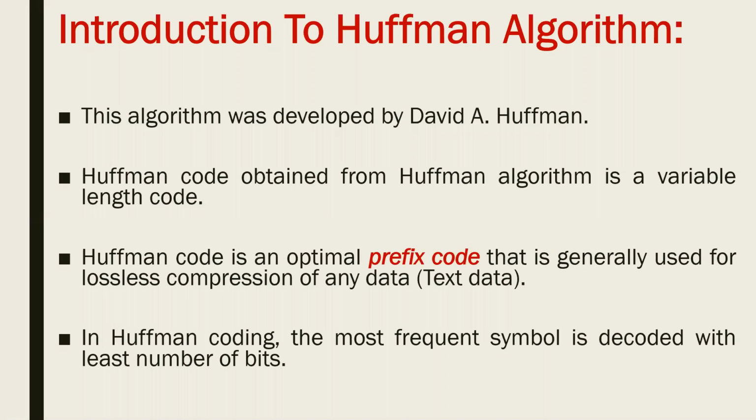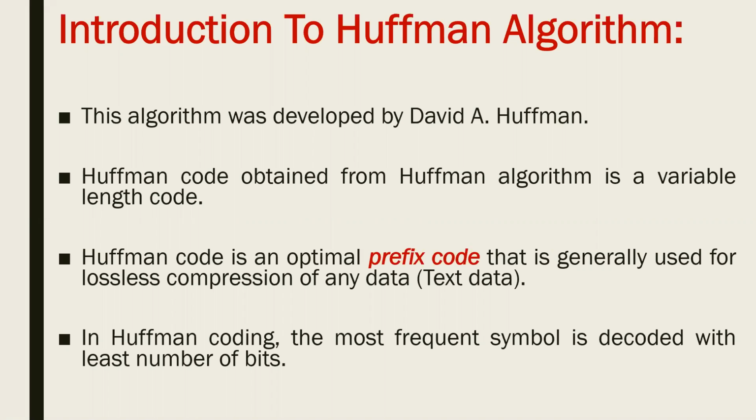Let us introduce the Huffman algorithm. It was developed by David A. Huffman, and the Huffman code obtained from the Huffman algorithm is a variable length code. Variable length code means the symbol or character whose frequency is larger, means whose chance of occurrence is high, has fewer bits in comparison to those symbols or characters whose frequency is less.